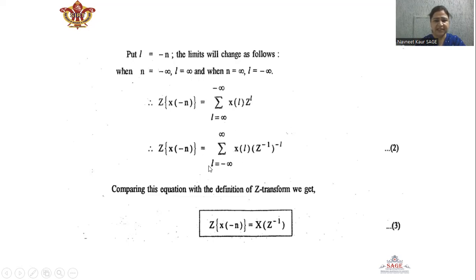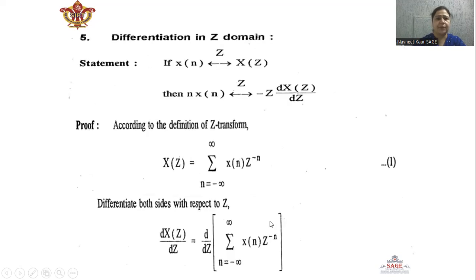Now, if I see this right-hand side summation, it is the same as the formula for the Z transform. The only difference is that in place of z, I have z inverse. So this is the Z transform of x[n], but with variable z inverse. So it will be given as X(z^-1).